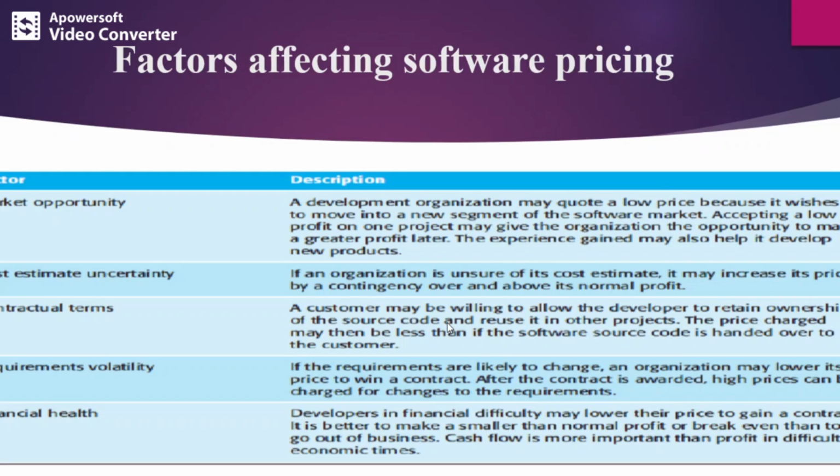Now in this case, if the ownership is still retained by the developer, that is the company only, then it is better to quote a low price. Next, requirements volatility. Volatility means the requirements keep on changing, you know that. So if the requirements are likely to change, an organization may lower its price to win a contract. After the contract is awarded, high prices can be charged for changes to the requirements.